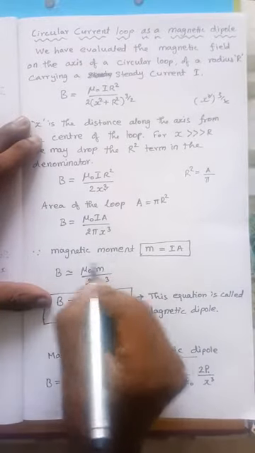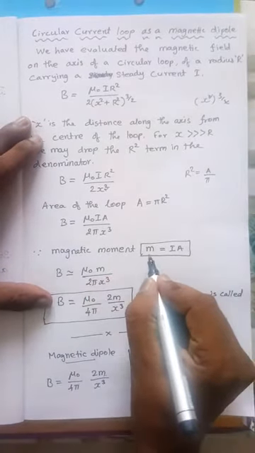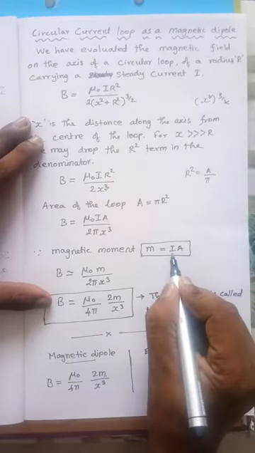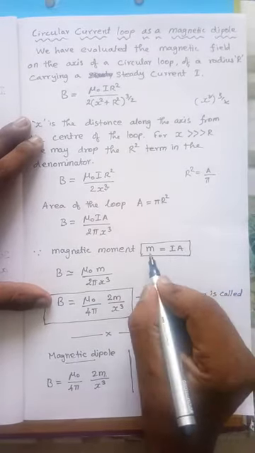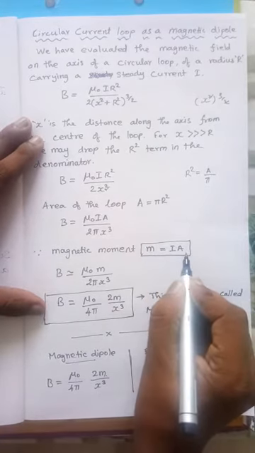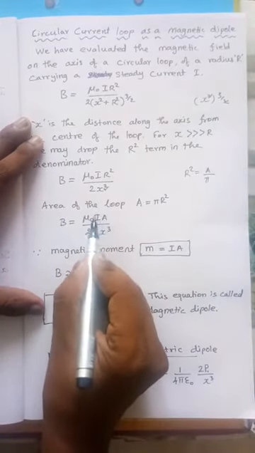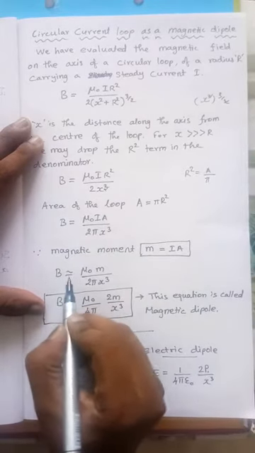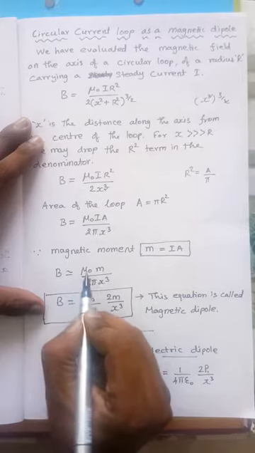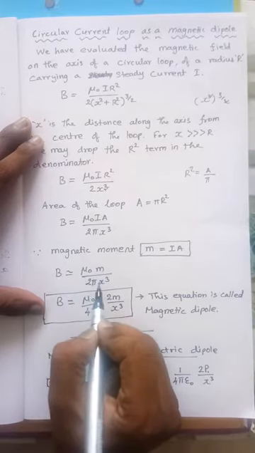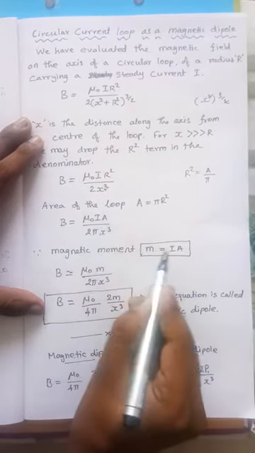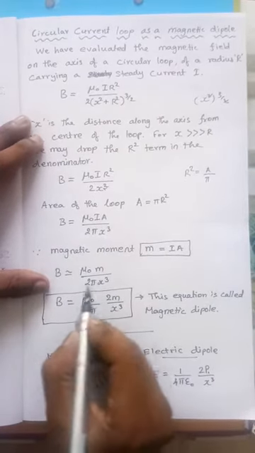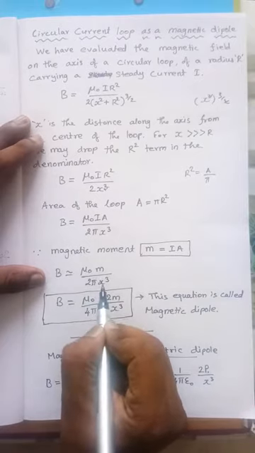Here you already know the formula for magnetic moment. The magnetic moment, small m, is equal to I into A, that is current into area. The product of current and area is nothing but the magnetic moment. So m is equal to IA. Instead of IA, you substitute m. So B is approximately equal to mu naught m by 2 pi x cube. Here you see mu naught m by 2 pi x cube.